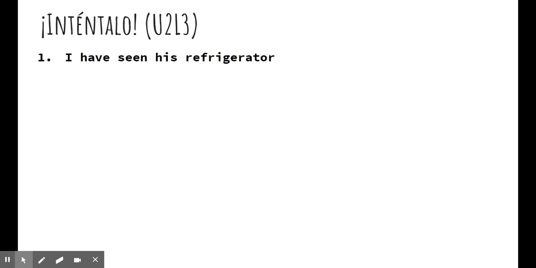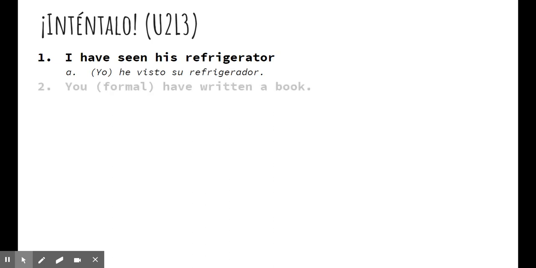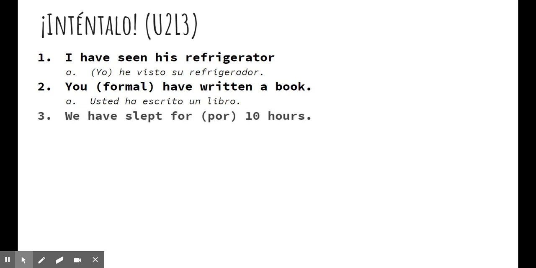So número 1, I have seen his refrigerator. You should have he visto su refrigerador. Número 2, you have written a book, and that is you formal. You should have usted ha escrito un libro. Número 3, we have slept for 10 hours. You should have hemos dormido por 10 horas.